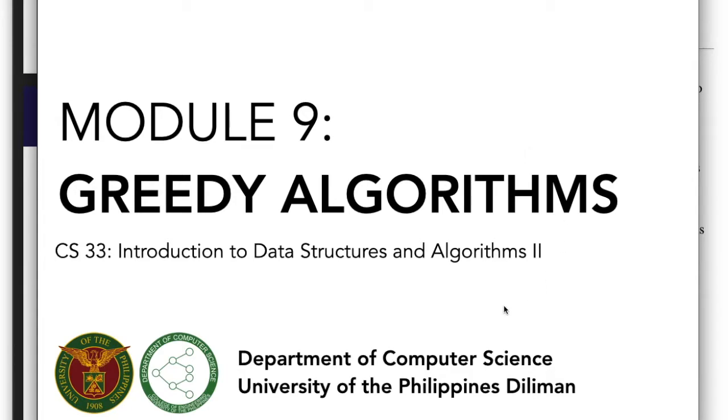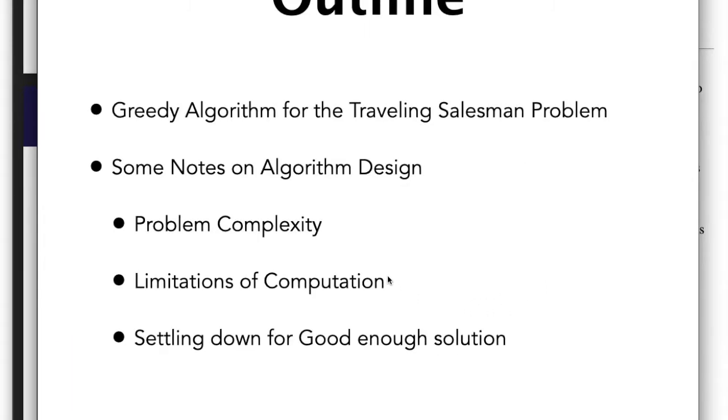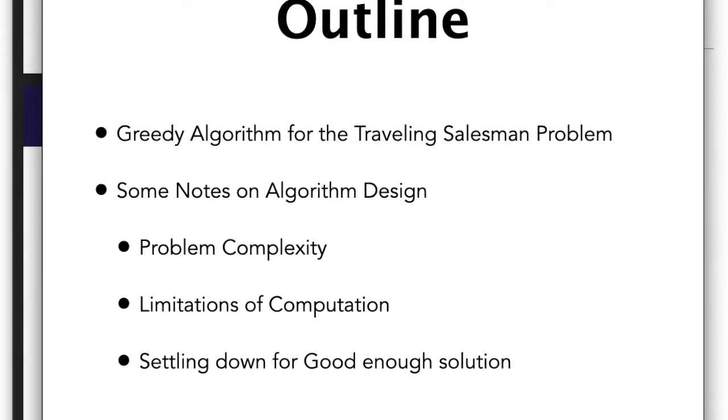9. So, the overview of this presentation is number 1. I'll start with the greedy algorithm for the traveling salesman problem. And then, since this is our last video for the SEM, I will give some notes on algorithm design. And that includes the problem complexity and some limitations of computation. And then, why is it okay to settle down for good enough solutions. So, let's start with the greedy algorithm for the traveling salesman problem.